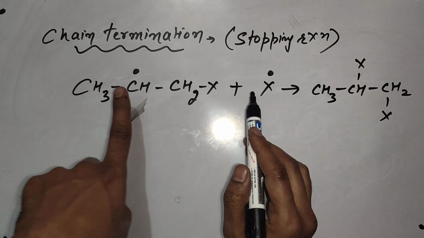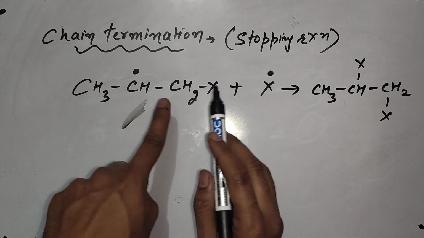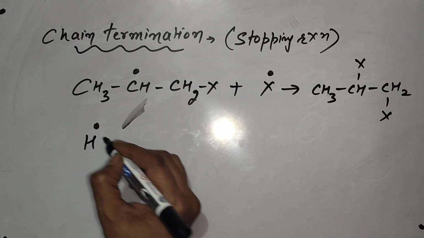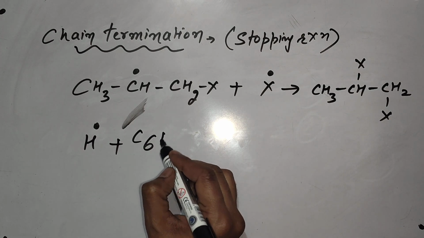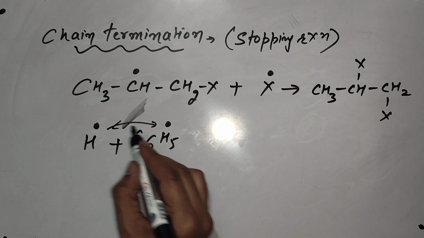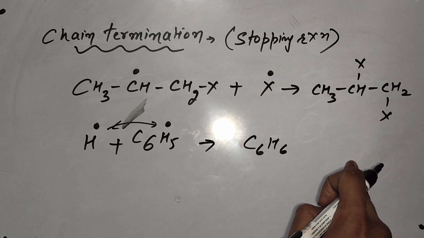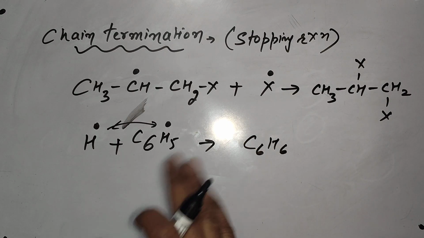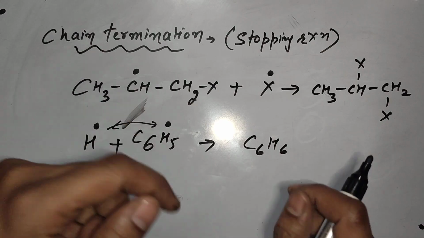Why? Because in this step no new free radical is generated. Free radicals are finished. Like suppose an H free radical and a C6H5 free radical combine and create C6H6. This step we write in the chain termination step because no new free radical is generated. These reactions try to stop the process, that's why we call them chain termination reactions. Similarly, you can find many reactions which we can write in the chain termination step.